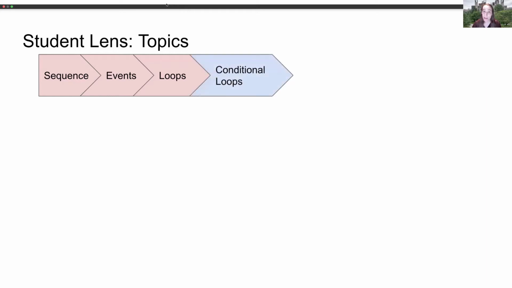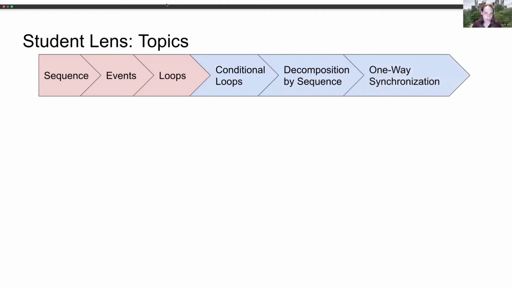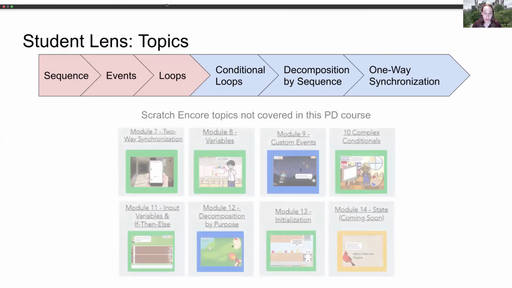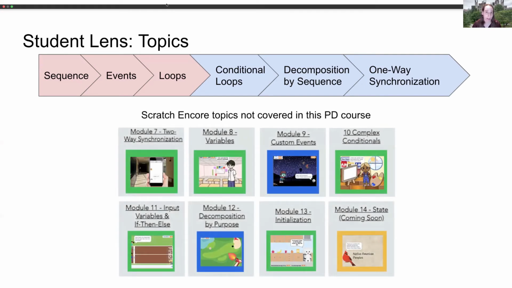One is about conditional loops, so this is a more advanced type of loop. And then we have decomposition by sequence, which helps students break down certain types of problems. And then one-way synchronization, and that's the beginning of learning about synchronizing with messages or wait blocks. And then Scratch Encore itself covers a lot more topics, but we won't be covering them in depth in this PD course. But you are, of course, welcome to go through the rest of the curriculum and learn that material if you wish.